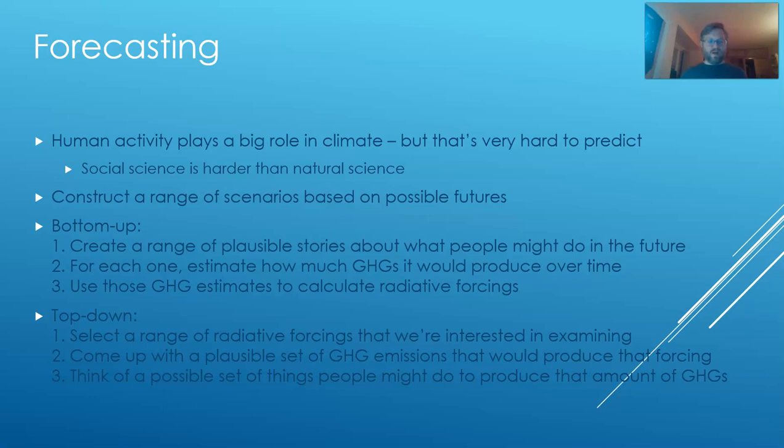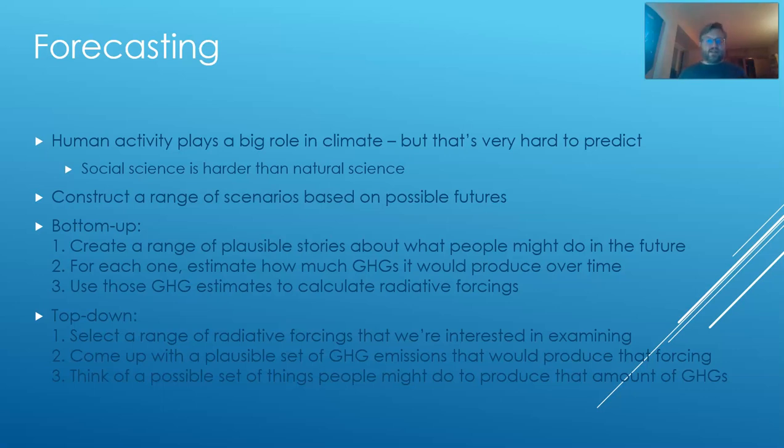So one of them is what we call a bottom-up scenario. Here we start by creating a range of plausible stories about what people might do in the future, right? We just think, okay, what's likely to happen with the growth of human population? What's likely to happen with our economy in the future, industrialization? What's likely to happen with new technologies that we might develop? What's likely to happen with possible policy options that we might adopt? And we construct several different stories about how the future might go, right? Some more optimistic, some more pessimistic, etc.